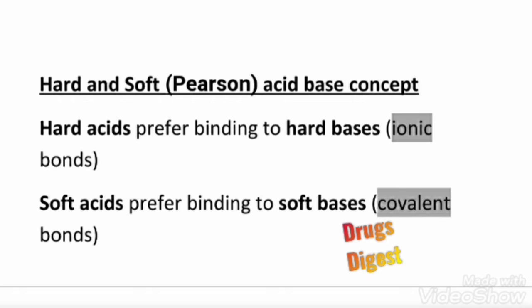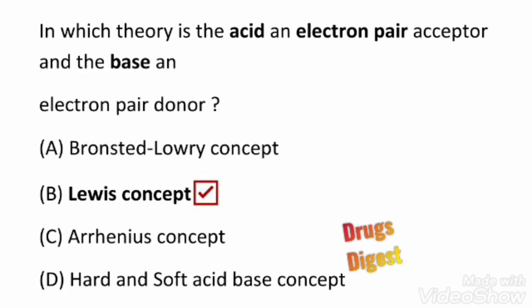Hard and soft acid-base concept. This theory is also called Pearson acid-base concept. According to this, hard acids prefer binding to hard bases and soft acids prefer binding to soft bases. So, the answer is Lewis concept.